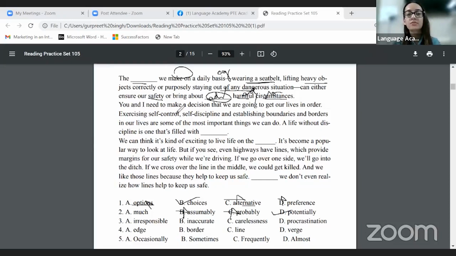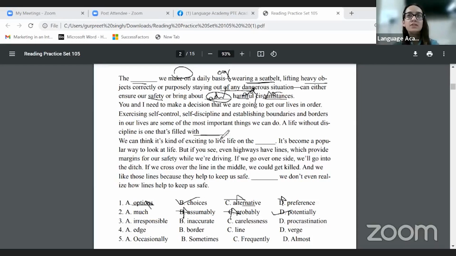You and I need to make a decision that we are going to get our lives in order. Exercising self control, self discipline, and establishing boundaries and borders in our lives are some of the most important things we can do. A life without discipline is one that's filled with blank.